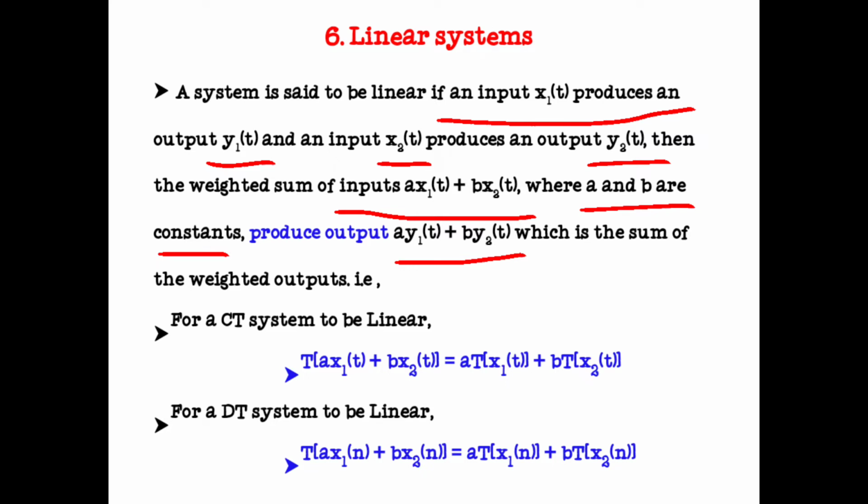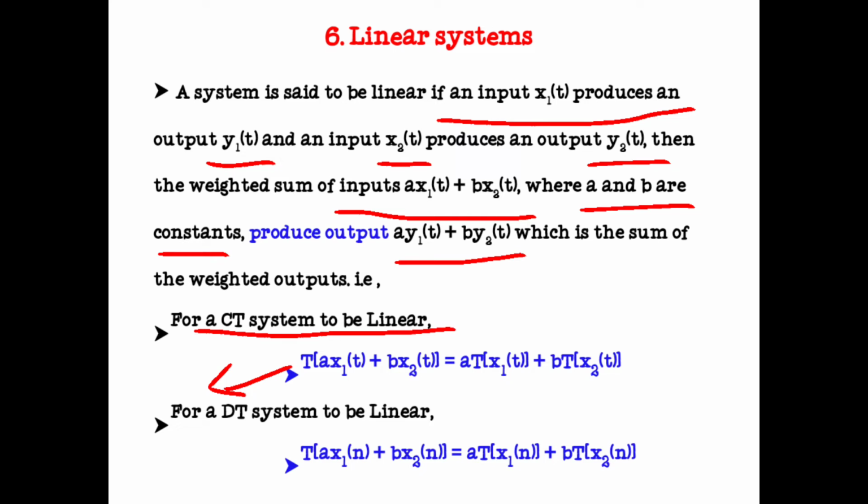which is the sum of the weighted outputs. So in a simple way you can write an expression for a CT system to be linear. T, what does T represent? Total. Here also T represents total. This is for a CT system. So the total of a x1 of t plus b x2 of t is equal to, a being a constant we have taken outside, a T of x1 of t plus b T of x2 of t.